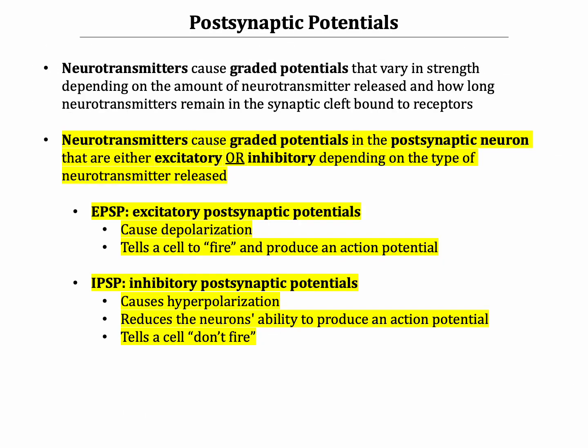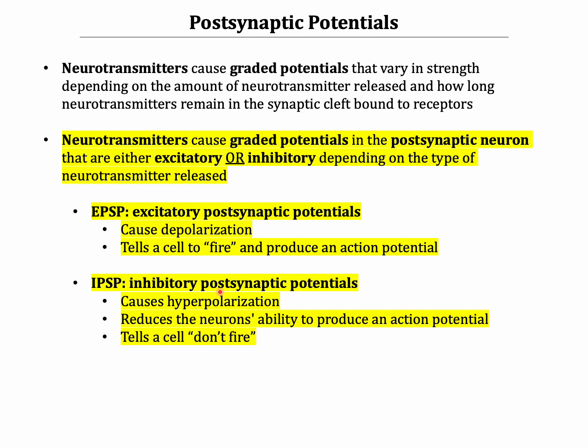Neurotransmitters initially cause graded potentials that vary in strength. It all comes down to the amount of neurotransmitter being released and how long the neurotransmitter remains in the cleft attached to its receptors. So there's some variability there. But the more neurotransmitter released, the stronger the graded potential is. The graded potentials occur in the postsynaptic neuron, and the effect can either be excitatory or inhibitory.